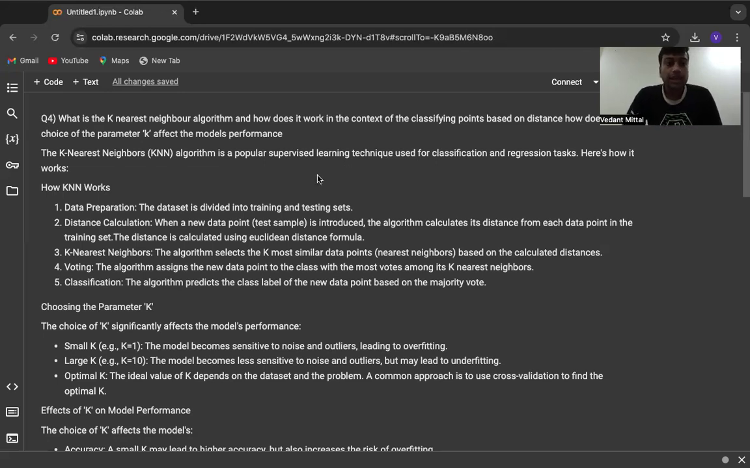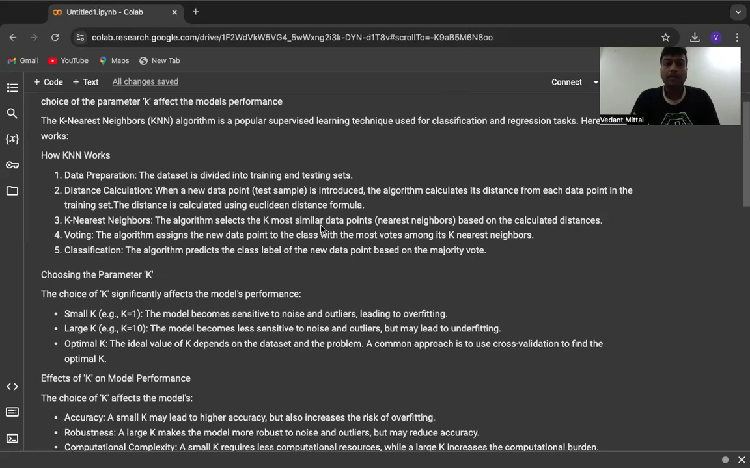The k nearest neighbor algorithm is a popular supervised learning technique used for classification and regression tasks. Here is how it works. How KNN works: first, we have to prepare the data. The data set is divided into a training set and a test set. After that, we have to calculate the distance. When a new data point, the test sample, is introduced, the algorithm calculates its distance from each data point in the training set. The distance is calculated using the Euclidean distance formula.